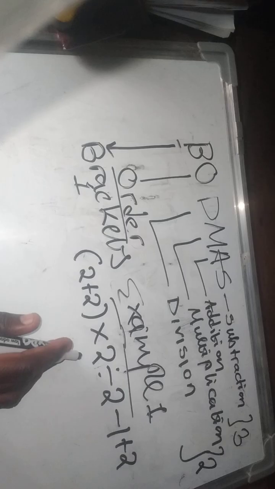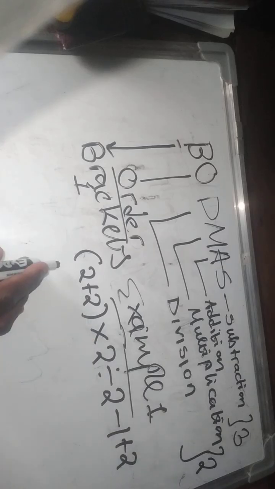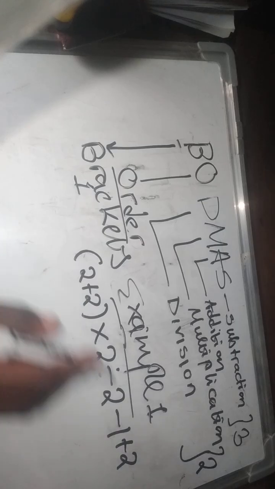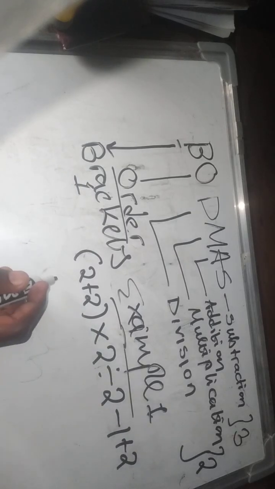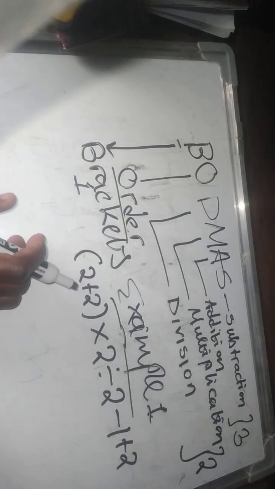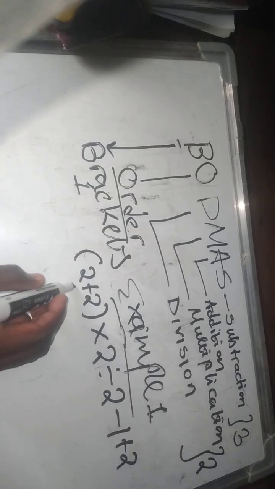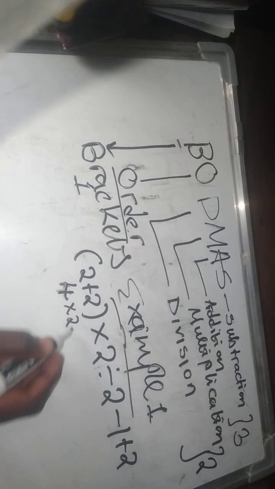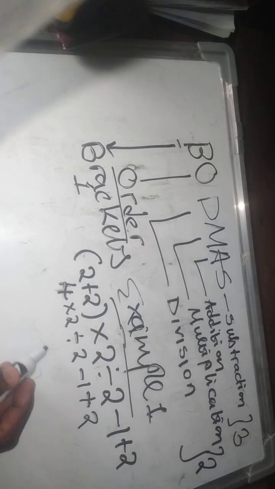In this case, since we have brackets, multiplication, division, minus, and also addition, we first deal with whatever is inside the brackets. We do away with the brackets. So we simply say 2 plus 2, we get 4. Then we say times 2 divided by 2 minus 1 plus 2.